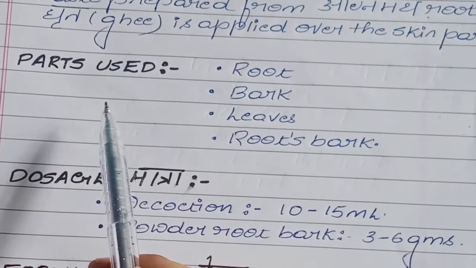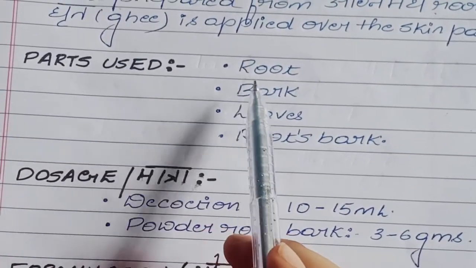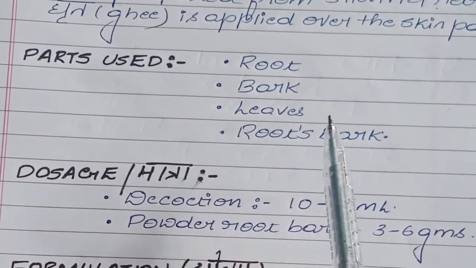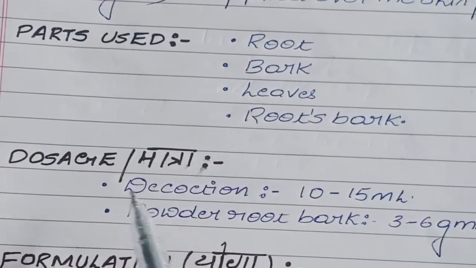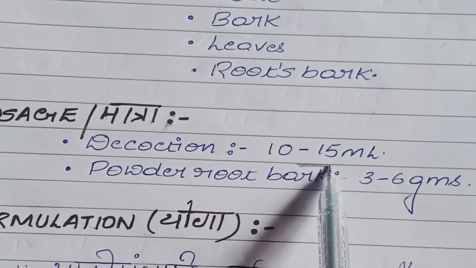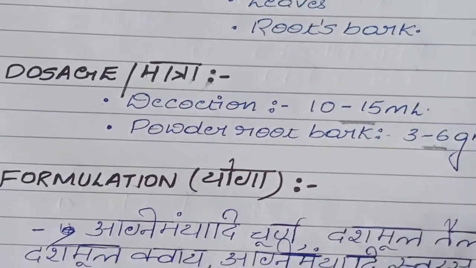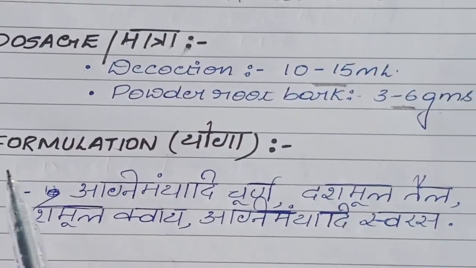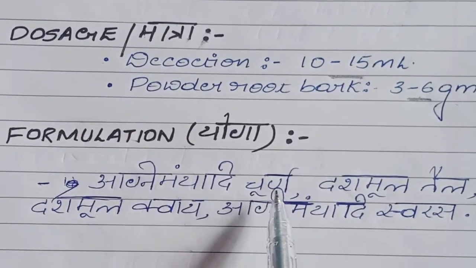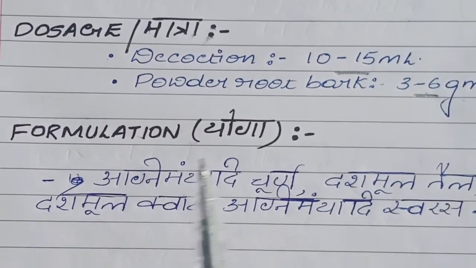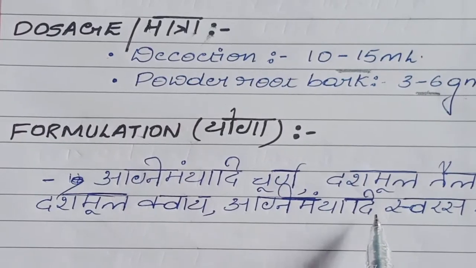Parts used for therapeutic use are root, bark, leaves, and root bark. Dosage: decoction is about 10 to 15 ml and powder is taken at about 3 to 6 grams. Formulations or yogas of the drug are Agnimanthadi Churna, Dashamula Taila, Dashamula Kwatha, Agnimanthadi Swarasa.